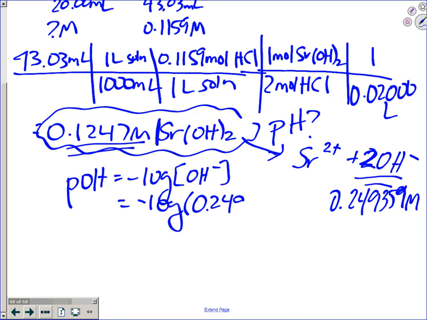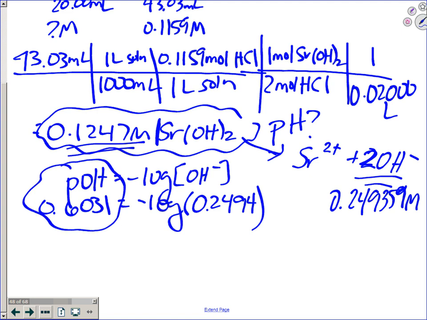Hold on, sorry. So we get pOH is what? 0.603. Okay, so 0.6031. Does that make sense for a strong base for a pOH? Yes, it's low on the pOH scale. So this is pOH, so then how do I get a pH? Good, so 14.